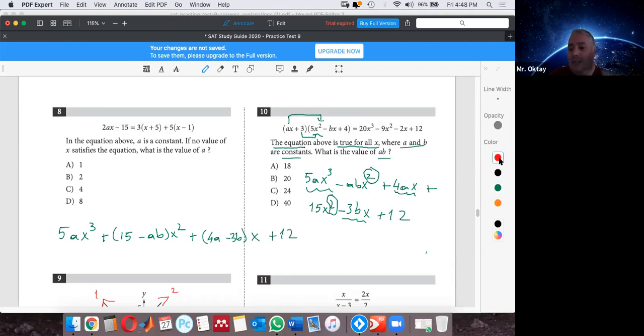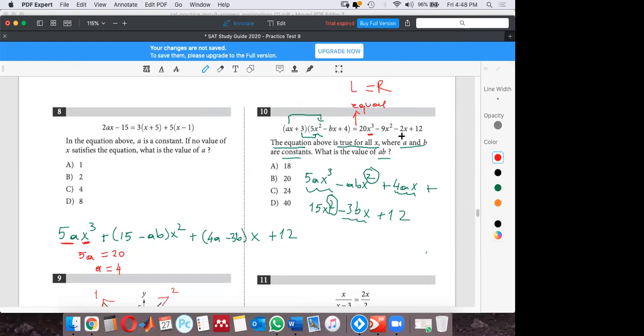Now, so simple. Since these are equal, left is equal to right. So in the left, x cubed, in the right, x cubed. The coefficient is 20, coefficient of 5a. And that means 5a is equal to 20, a is equal to 4. That's it, finished. Any question? No, it's clear. Now B.